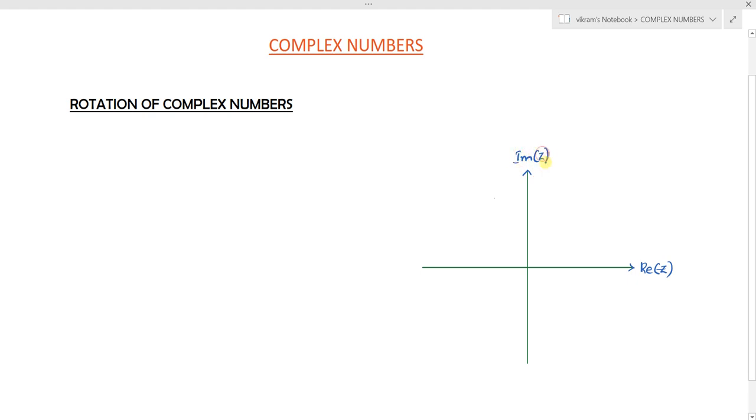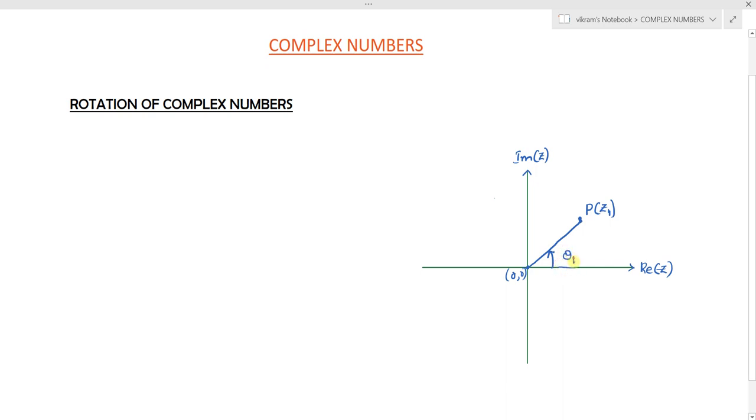Let me consider a complex number z1, and I am considering its point P in the Argand plane, so I can write P of z1. From the origin, the position vector OP is making an angle in an anti-clockwise direction as theta 1.